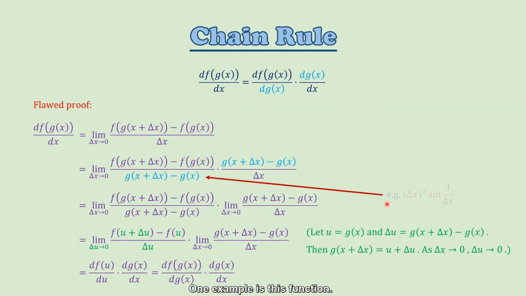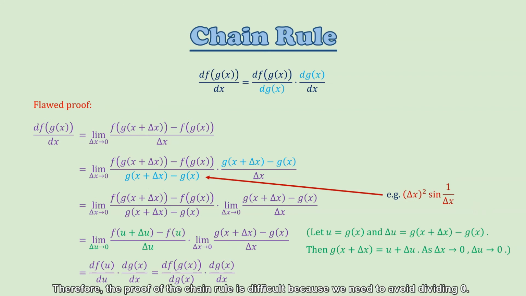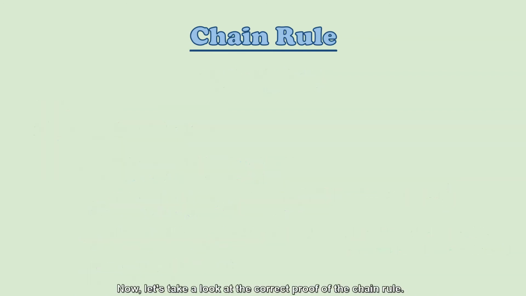One example is this function. In this example, it is possible that this function is equal to 0 even though Δx is not equal to 0. That means in this example, as x approaches 0, we are dividing by 0, and it makes the whole thing meaningless. Therefore, the proof of the chain rule is difficult because we need to avoid dividing by 0. Now let's take a look at the correct proof of the chain rule.